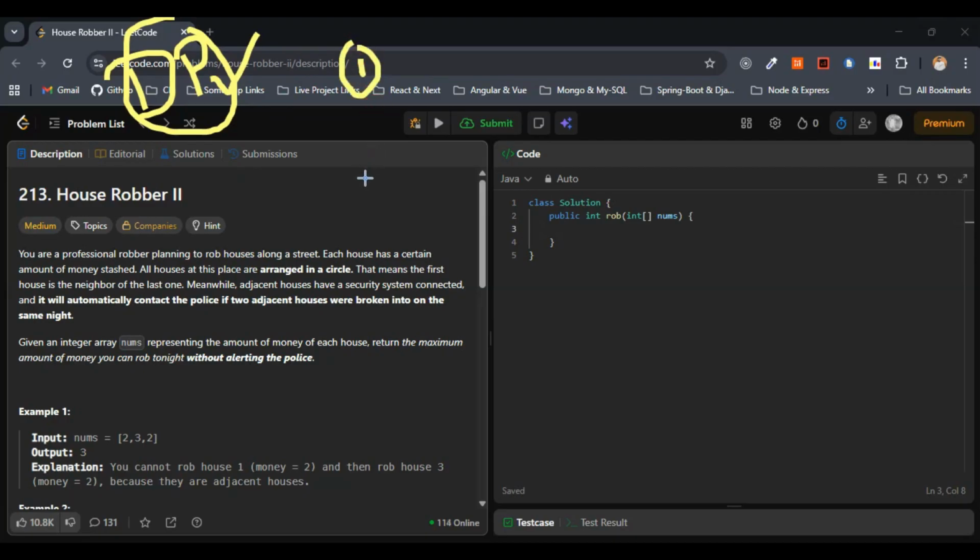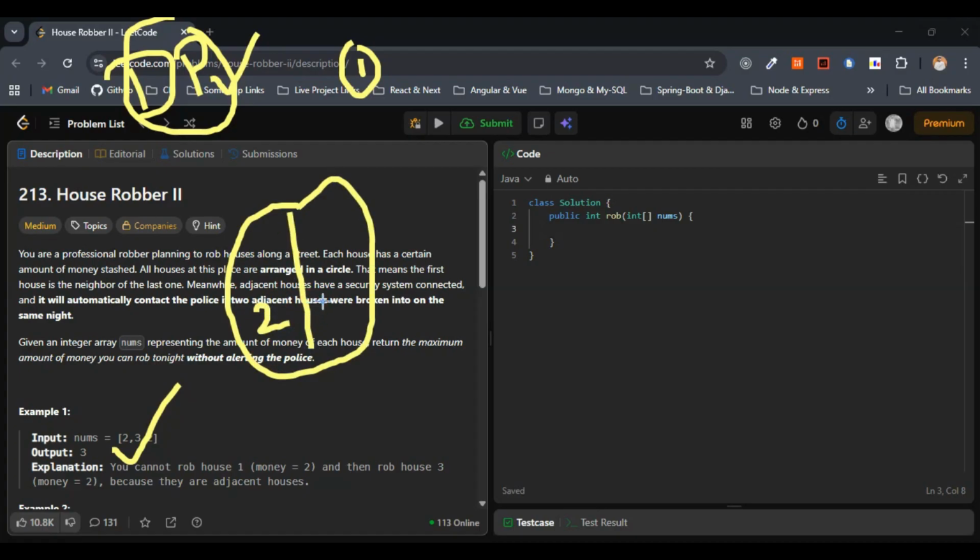Because the houses are in a circle, we cannot take both the first and the last at the same time. We are considering the first example, with houses in a circle. Let me draw this one again: 2, 3, as well as 2. We cannot consider the first and the last.